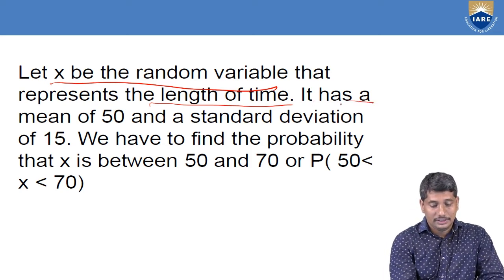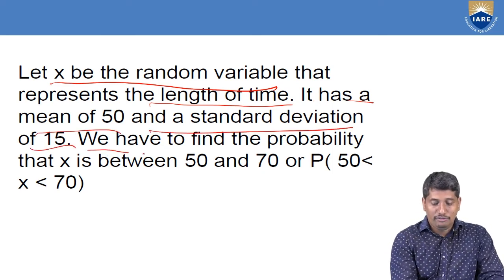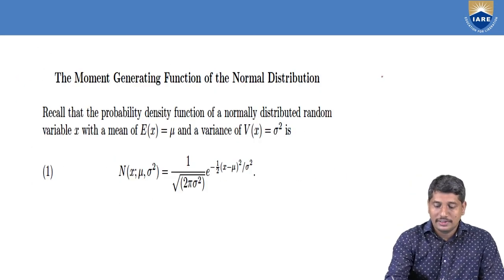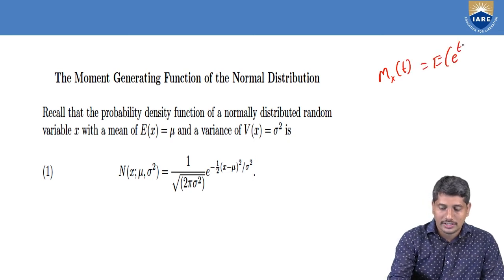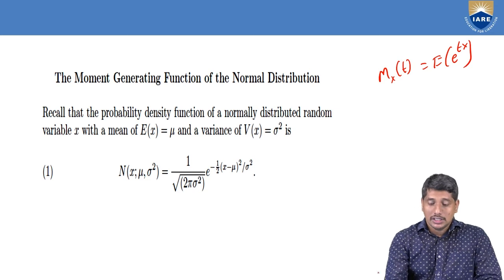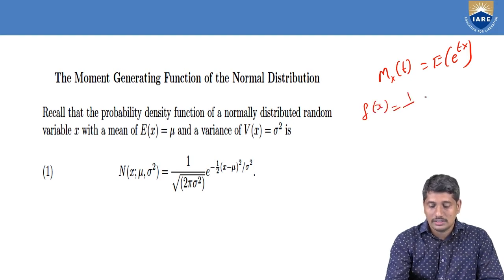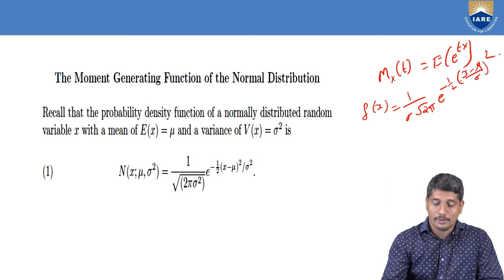It has a mean of 50 and a standard deviation of 15. We have to find the probability that x is between 50 and 70. The moment generating function definition is given by M_X(t) is equal to expectation of e power tX. Here our f(x) is given by 1 by sigma root 2 pi e power minus 1 by 2 ((x minus mu) by sigma) whole square.